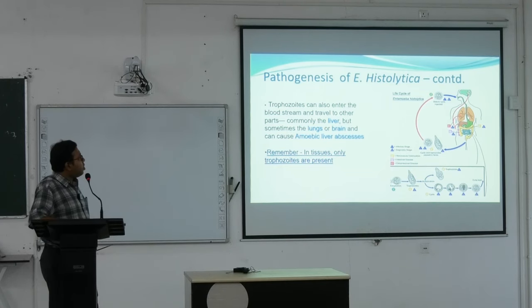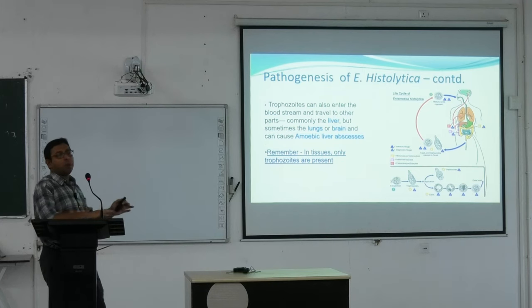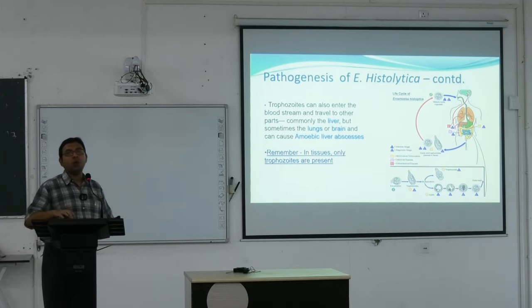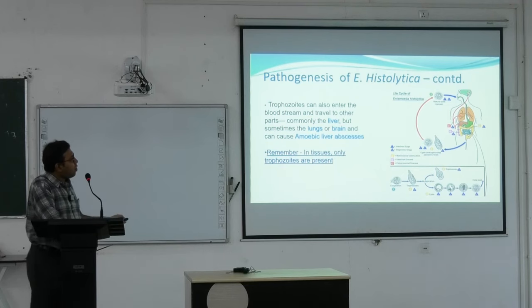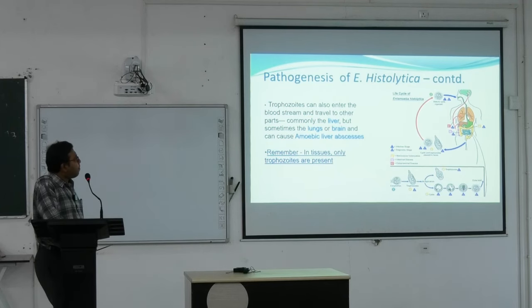Okay, so in tissues only trophozoites are present, remember. So the trophozoite is the invading form which is present within our body, but the form transmitted from one person to another by the fecal-oral route is the cyst. Okay, so you can see different organs can be affected.